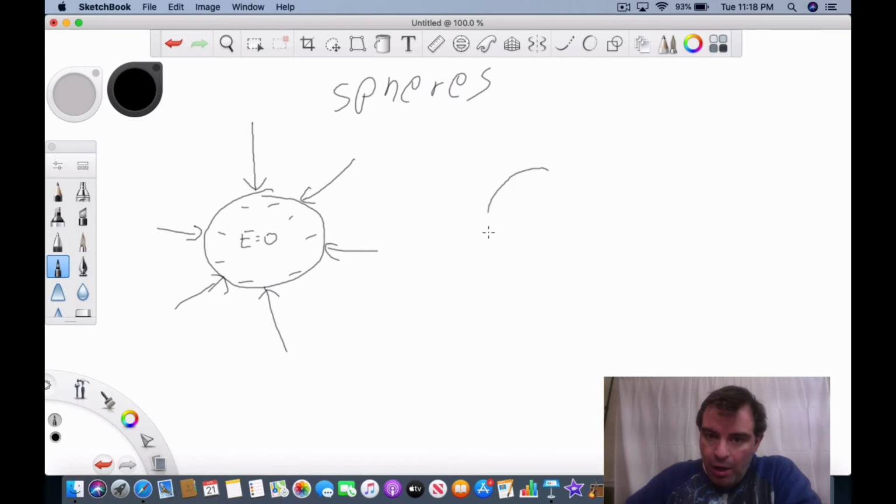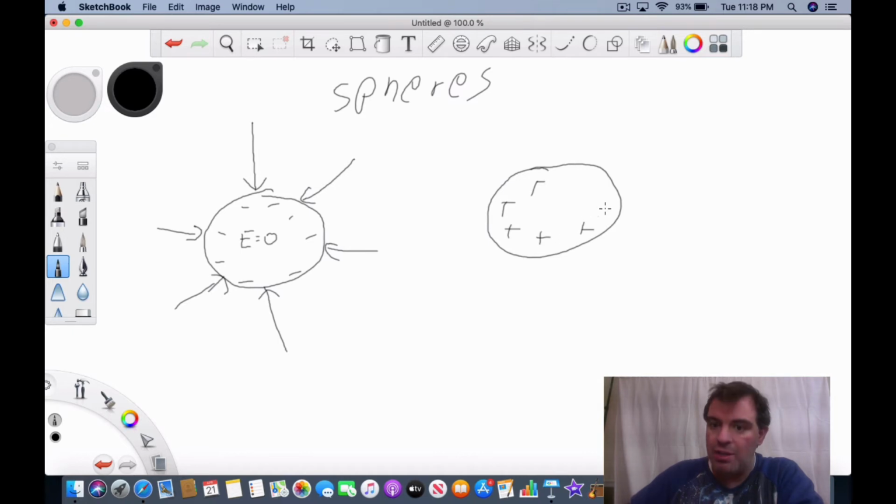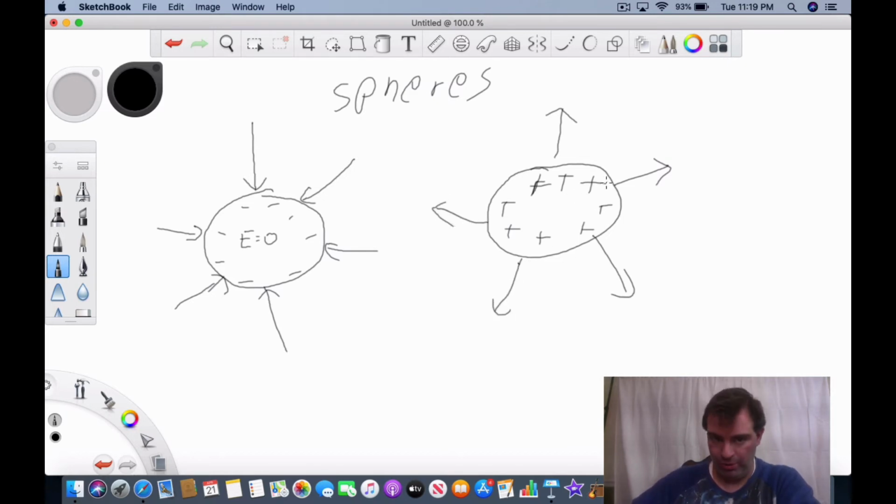Conversely, now let's say we have a positively charged sphere. We have a sphere with positive charges, and again, they will always accumulate on the outer surface. Remember PONI, positive out. So now the electric field lines are going to be pointing outwards. And here they are. They all point outwards.